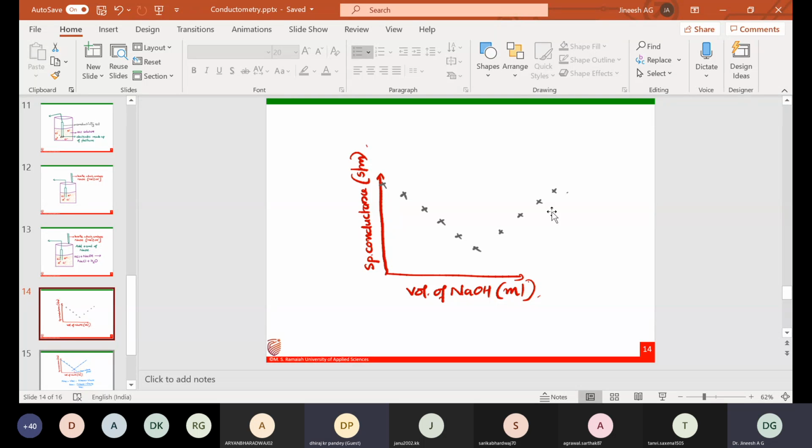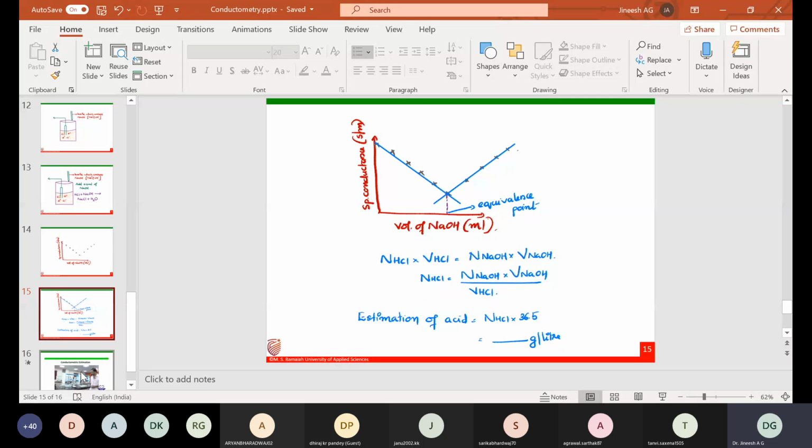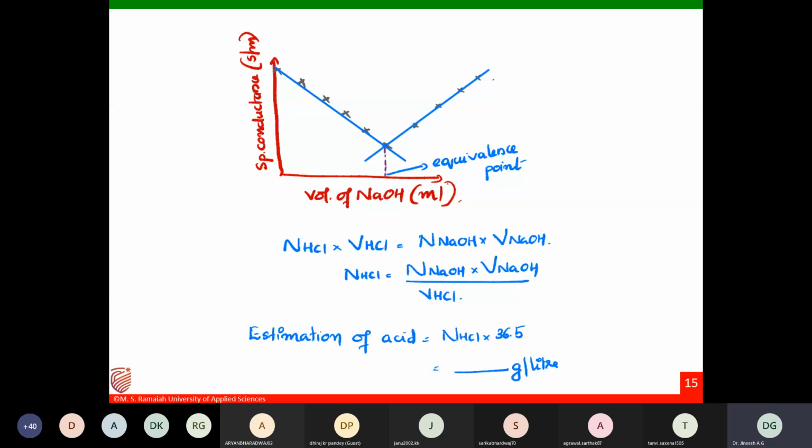There is a decreasing trend and there is an increasing trend, right? So I have to draw a straight line through the decreasing trend and a straight line through the increasing trend, and the graph looks like this. Both the lines meet at a particular point.